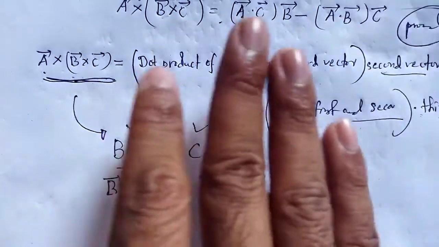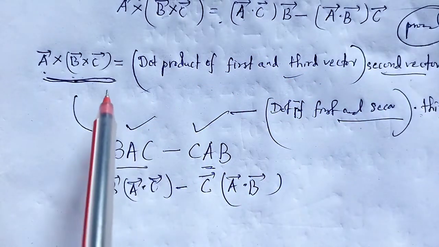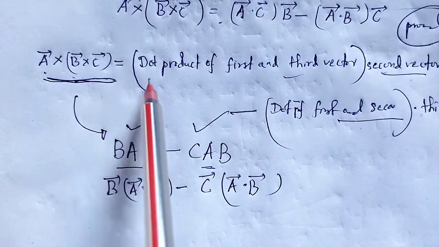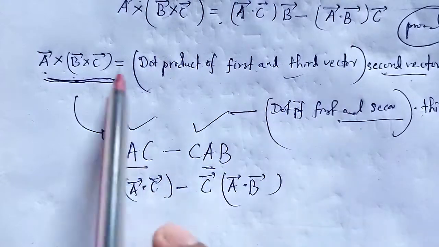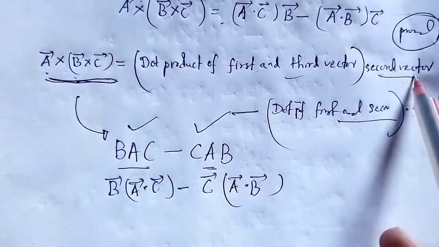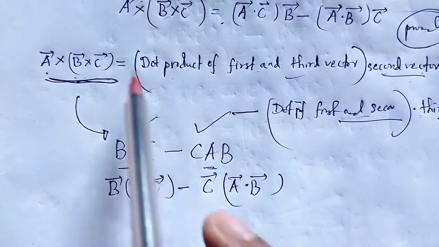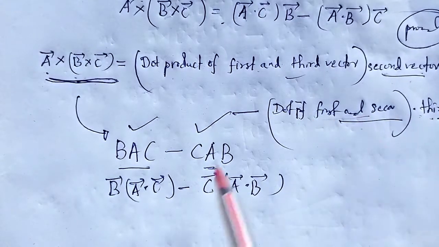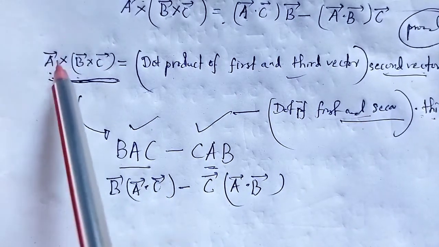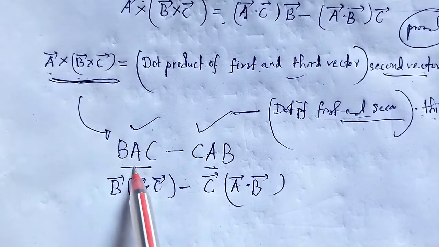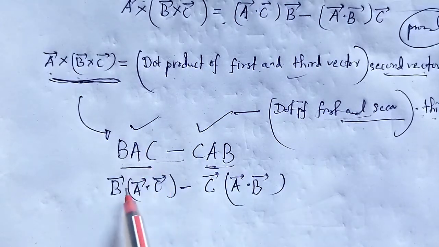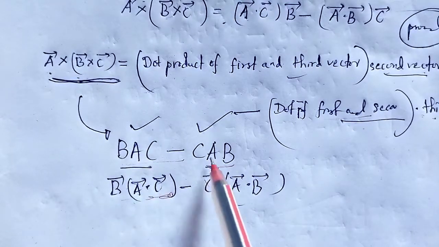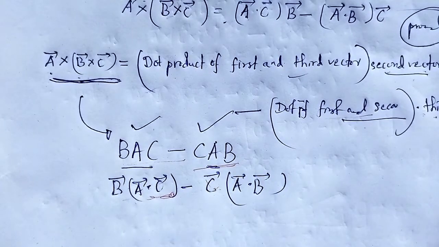For memorization, a cross b cross c is the dot product of first and third with the second, minus the dot product of first and second with the third. Or we can memorize it as BAC minus CAB: a cross b cross c is BAC minus CAB, where BAC means b of a dot c, and CAB means c of a dot b.